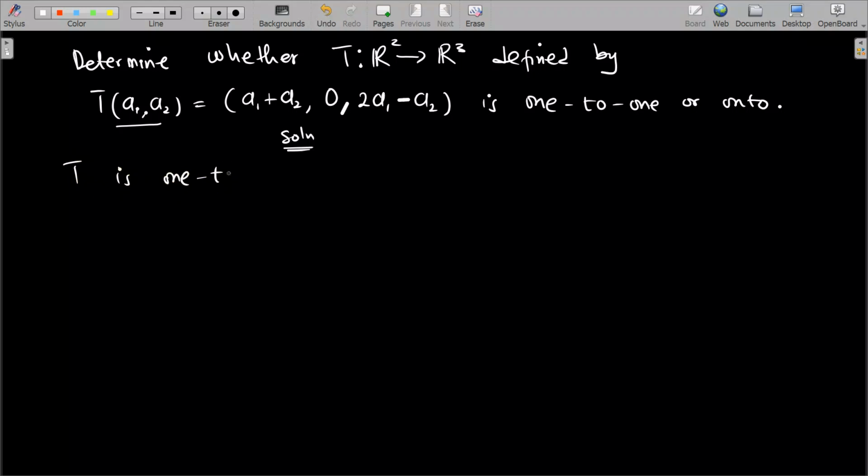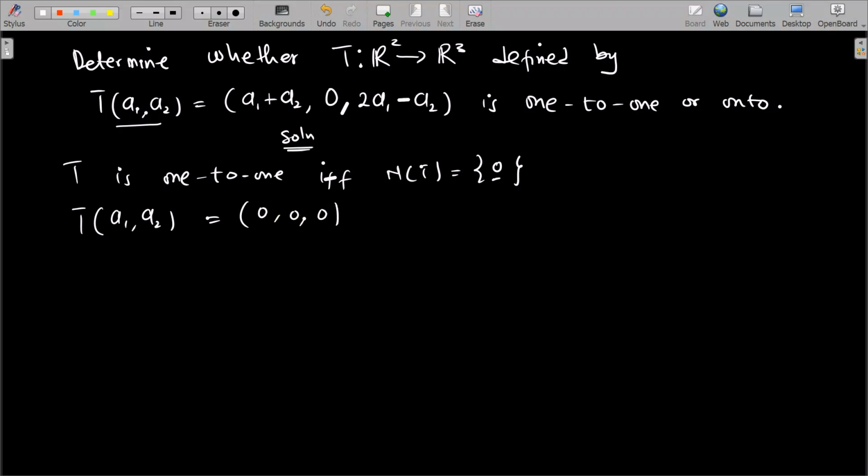It depends on what you've learned or what you've been introduced to, if and only if the null space of T is equal to the zero vector. I'll prove the other way as well, that uses the normal definition of one-to-one. Then what do we mean here? It means T of a1 a2 should give us 0, sorry, zero vector in the three-dimensional space, because that's the range, right?